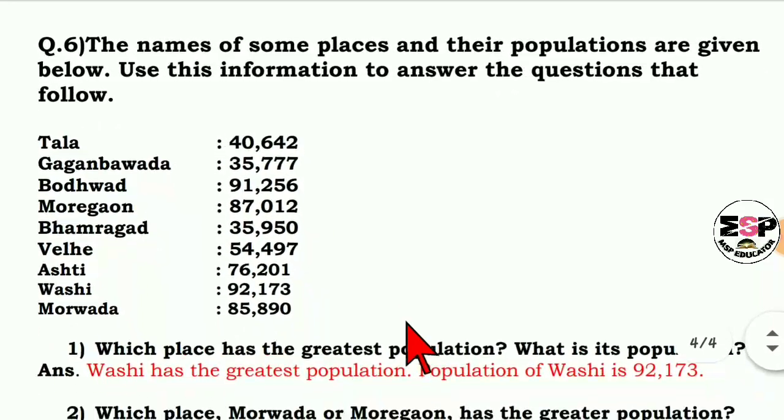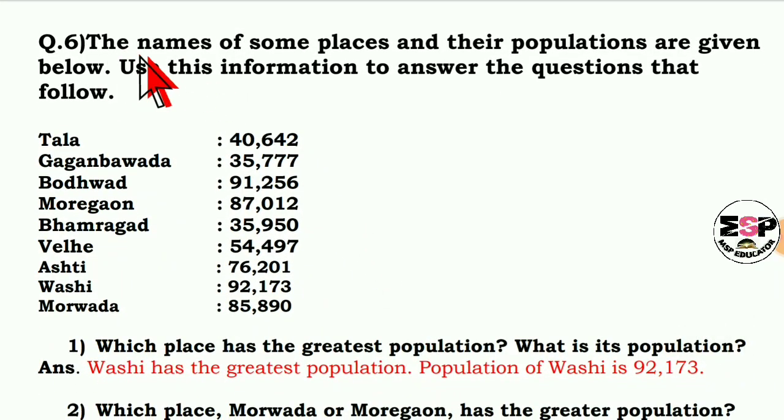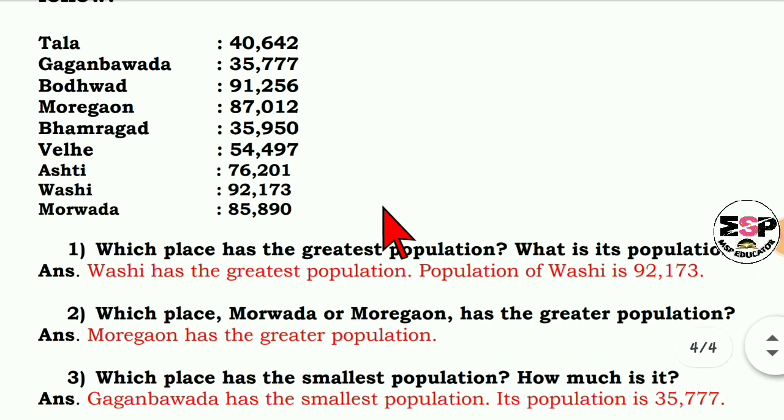Now question number 6. The names of some places and their populations are given below. Use this information to answer the questions that follow. Okay? Here names of some places are given to you, and their populations are also given in front of that place. Okay? So on the basis of this information, 3 questions are asked to you, and observe this information and answer it. Okay? So first question is, which place has the greatest population and what is its population?